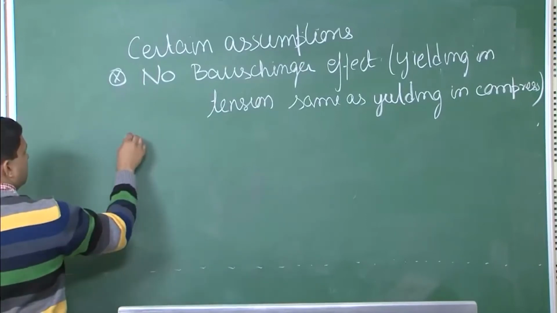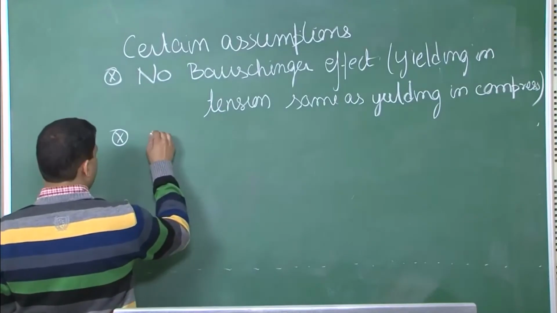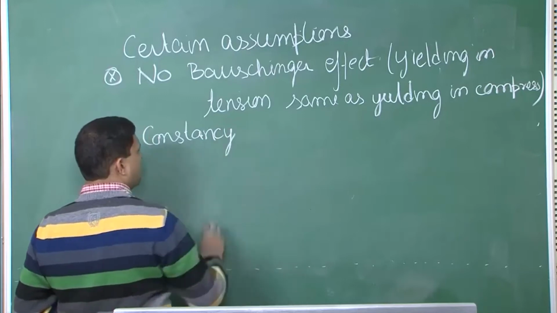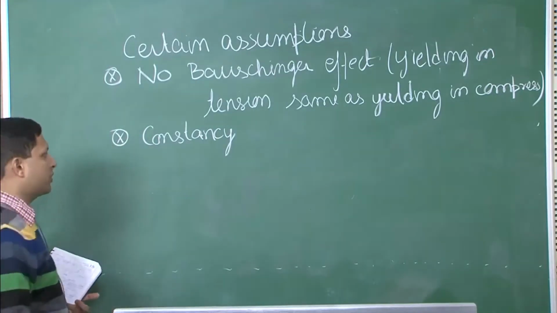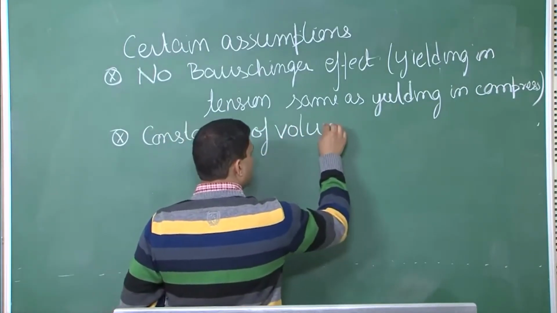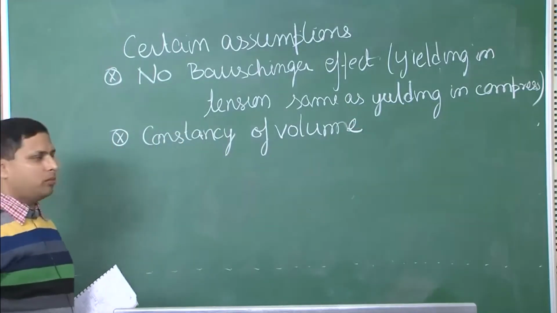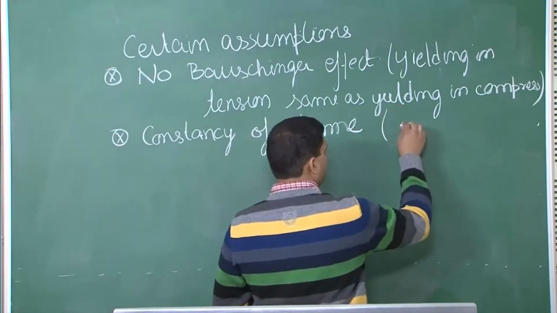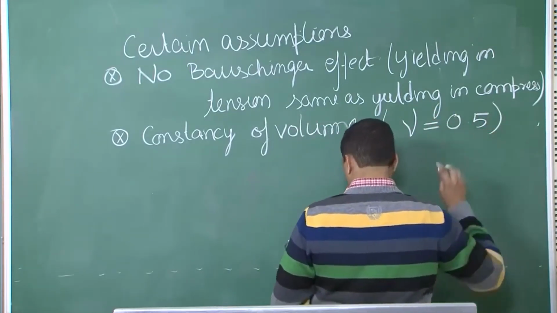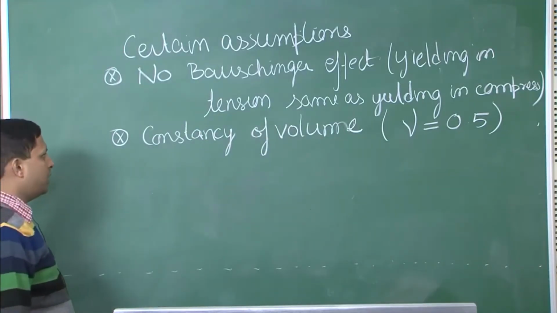What is the other assumption? It is non-compressibility, or constancy of volume. We are assuming it is plastic deformation and a material which does not compress upon deformation. Therefore, if you look at the total change in volume, it should be 0, and from that you can easily show that Poisson's ratio should come out to be 0.5. We will actually look at one example to understand this.